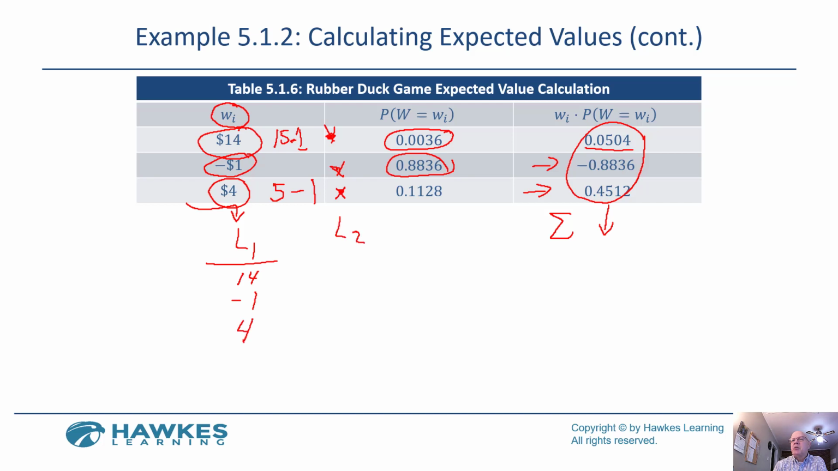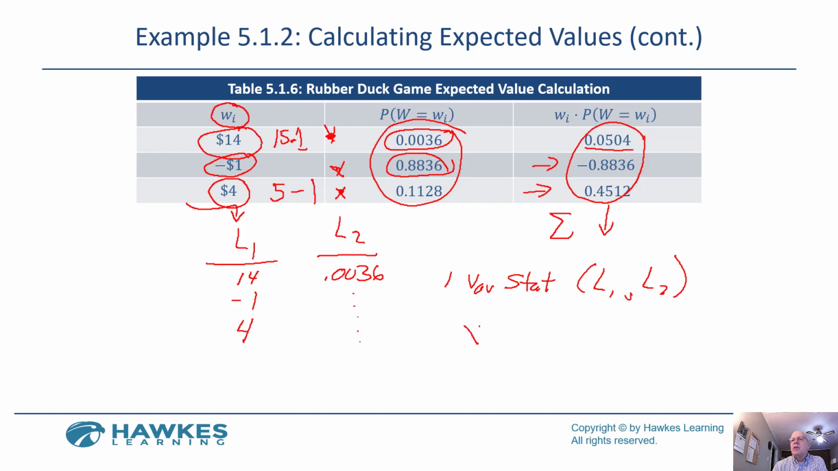In list number 2, put these probabilities, 0.0036, and so on. Then do one variable statistics. Tell it you've got L1 and L2, and that's going to give you the expected value, which is written like this, which you'll see in the calculator like that. It's that easy, really.